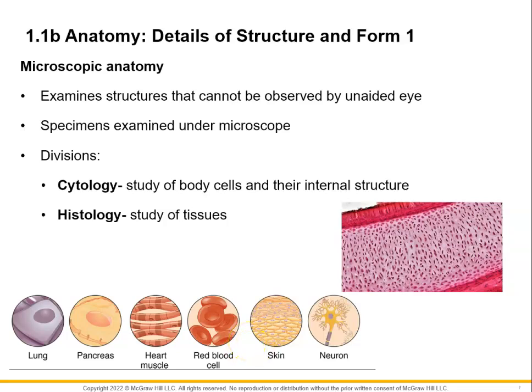Histology, on the other hand, is the study of tissues. But tissues are made up of cells. So histo refers to tissue. And if you look at this image, you see there are cartilage cells here, and you've got some epithelial cells at the upper part of the image. These come together to form tissues.